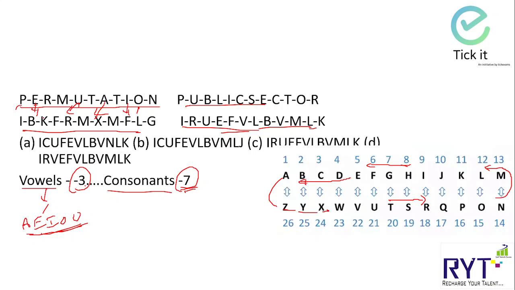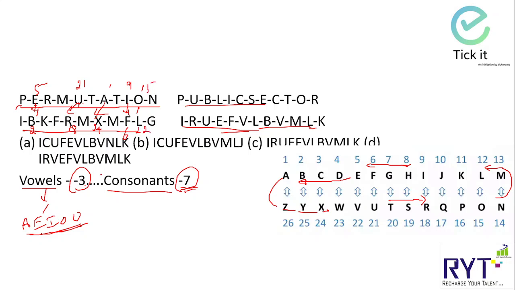Let us observe carefully. The first vowel we got is E, which is 5. 5 minus 3 is 2. Then we have U. U means 21. 21 minus 3 is 18, so R means 18. A is 1, minus 3 is done going Z, Y and then X. So X is coming. I means 9. 9 minus 3 is 6. O is 15. 15 minus 3 is 12, which is L.